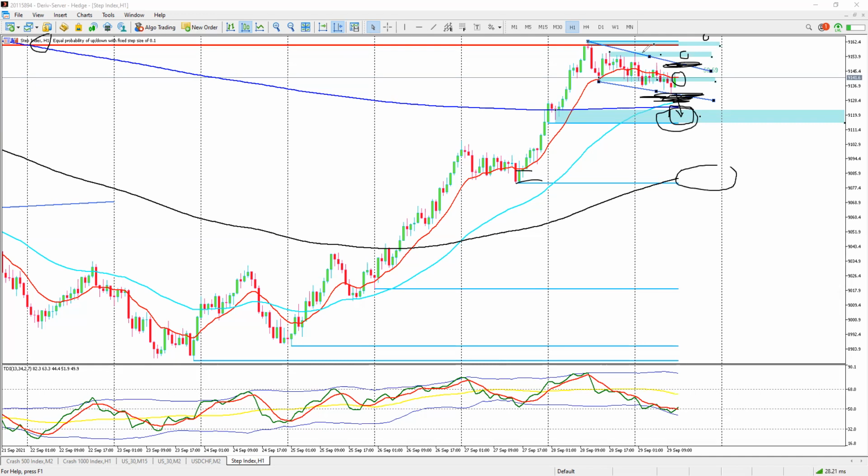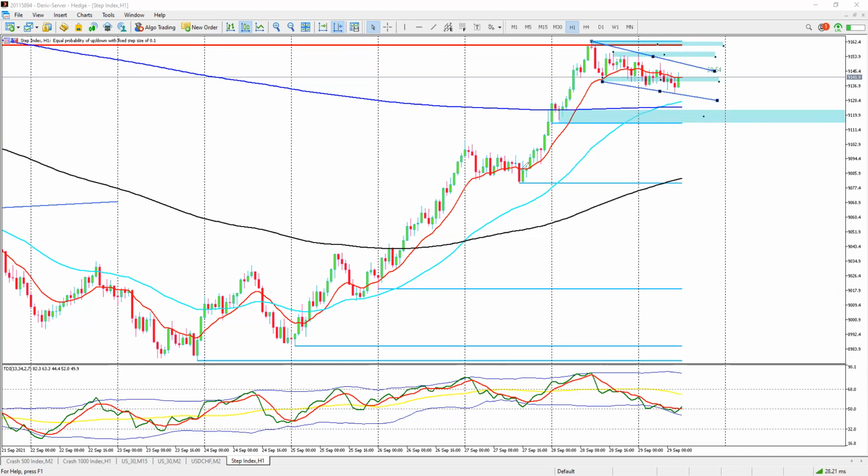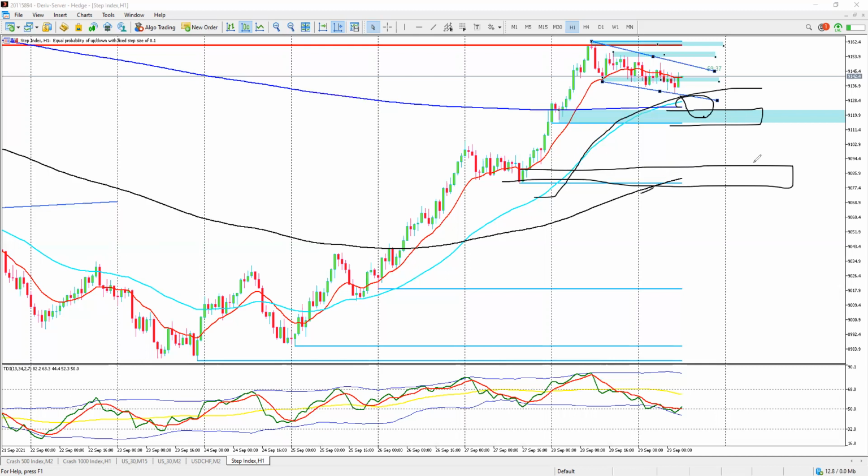And what you will see most of the time is your zones somehow align with your moving averages. So you can expect price to come and respect this zone, which means it's also respecting this moving average. Same with this zone and this moving average. So if a zone falls in line with the moving average, it makes it a high probability zone.